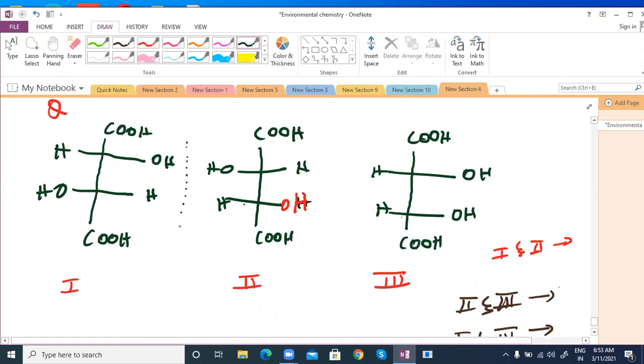By looking, you can see it is very simple. These are mirror images. Mirror images that are non-superimposable mean enantiomers. That is the basic definition of enantiomerism. So 1 and 2 are mirror images but non-superimposable. When we keep this molecule as it is on this one, here H is there and OH is there. They won't match each other. That's why they are non-superimposable. These are enantiomers.